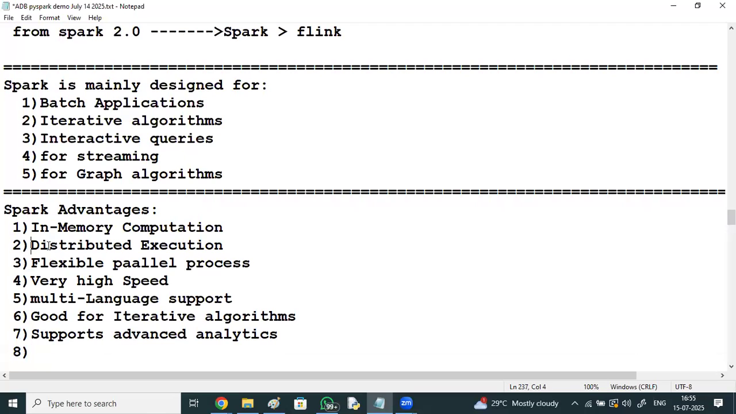So in the case of Spark, here we see distributed execution. There is no distributed execution in Hadoop. As compared to Hadoop, flexible parallel process, very high speed as compared to Hadoop MR, and good for iterative algorithms, supports advanced analytics, and transformations can be reused here. Transformations can be reused.